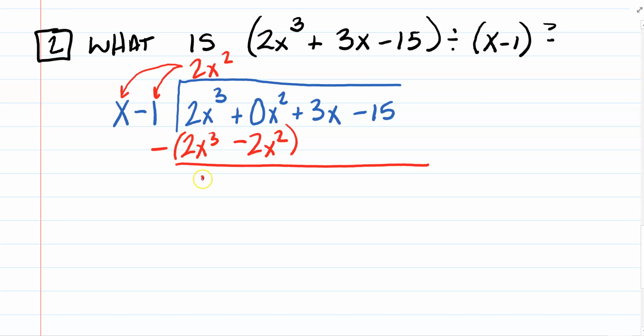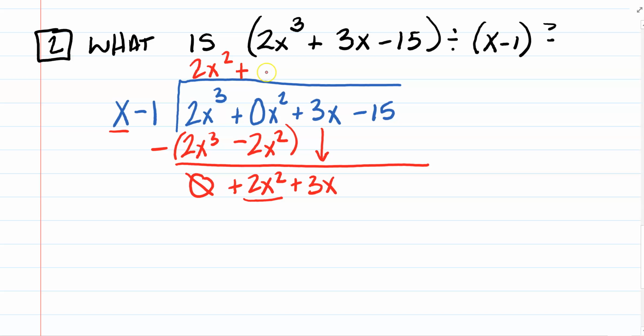So 2x to the third minus 2x to the third is nothing. 0 minus a minus becomes a positive 2x squared. And then I can bring down my positive 3x. And the process begins over. How many times does 2x squared divide by 2x? Well, if I do that, I'd be left with a positive 2x.